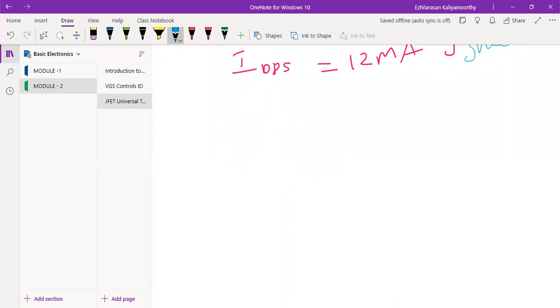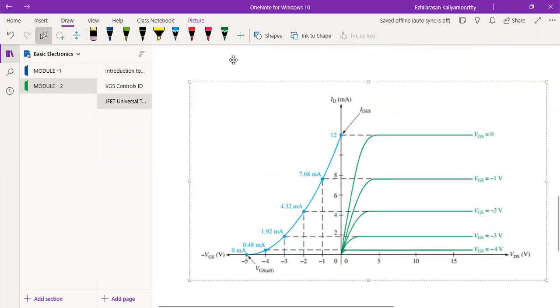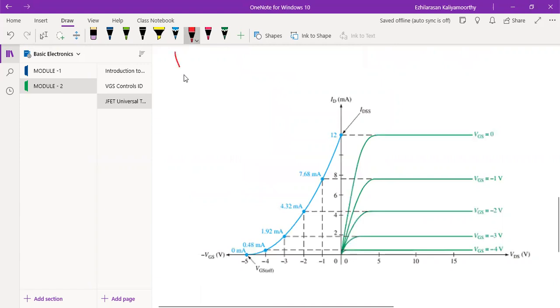Next, let me show both, because earlier I showed only the input, that is VGS versus ID. Now I will show the characteristics of VDS versus ID for both the channels, that is, for P channel as well as N channel. You see, here I'm saying this is VDS versus ID.